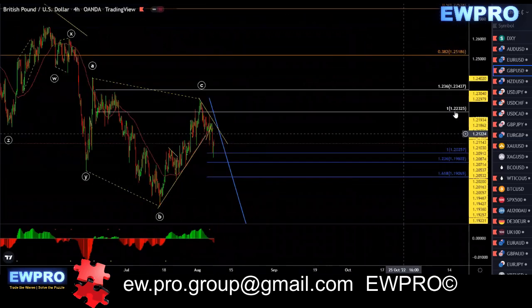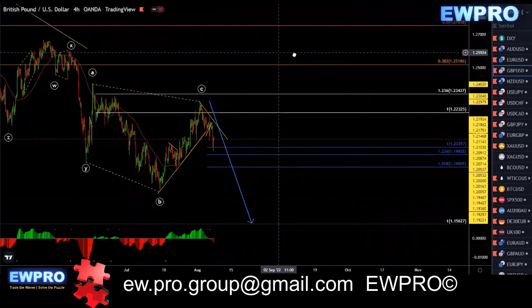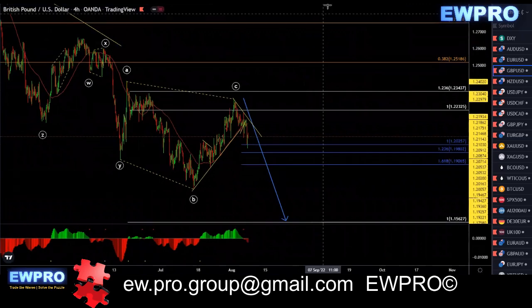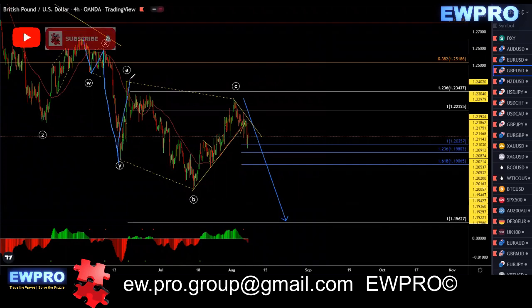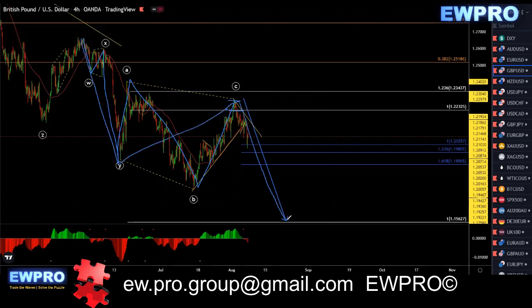Looking at the H4, we got that 1, 2, 3 down. Then we got this nice impulse up, a B wave breaking the low, a C up. It breached just above the 100 fib, which is fine. So we're looking for an A, B, C down to this 100 fib here.